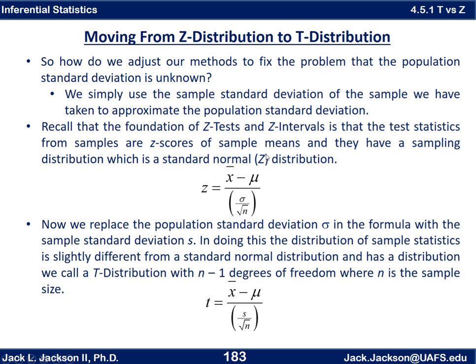Now, if we replace sigma, the population standard deviation, by s, the sample standard deviation, then this new sampling distribution is not quite a standard normal anymore. It's off just a little bit. And so the distribution that this follows we call a t-distribution with n minus 1 degrees of freedom. So when sigma is replaced by s, z is replaced by t.